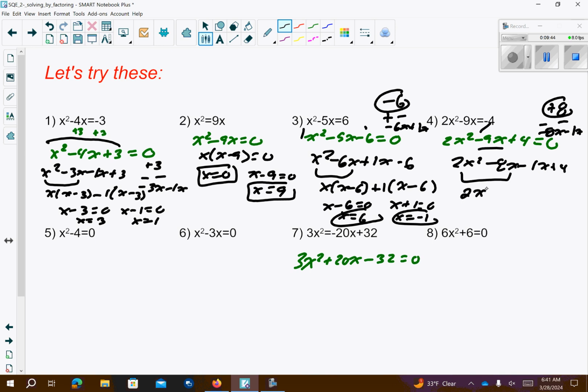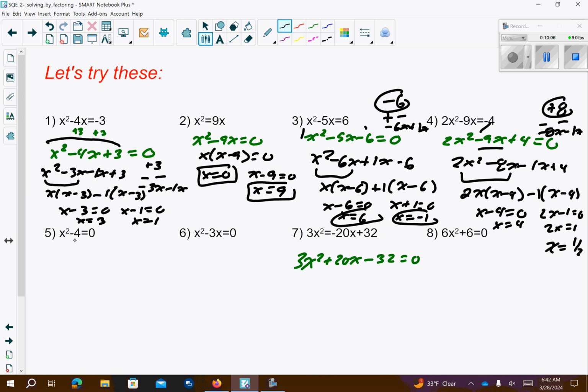So I'm going to bring a 2x out, factor a negative 1 out, change both signs. X minus 4 equals 0, add 4 to both sides. 2x minus 1 equals 0, add 1 to both sides, divide by 2. So my answers are 1/2 and 4.